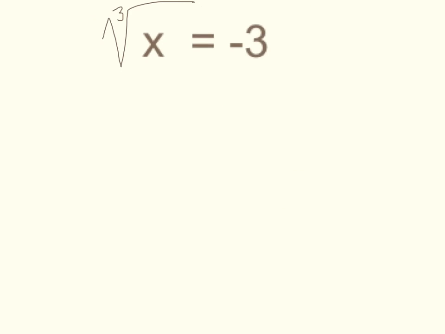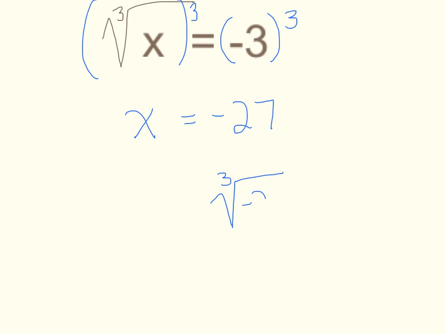Okay, one more example. If I have the cube root of x is equal to negative 3, I want to do the inverse operation of cube rooting, which is cubing. So I cube both sides of my equal sign. Well, on the left side, the cube and the cube root go away, and I have an x. On the right side, -3 cubed, -3 times -3 times -3 gives us -27. If I want to check myself, the cube root of -27 is indeed -3.